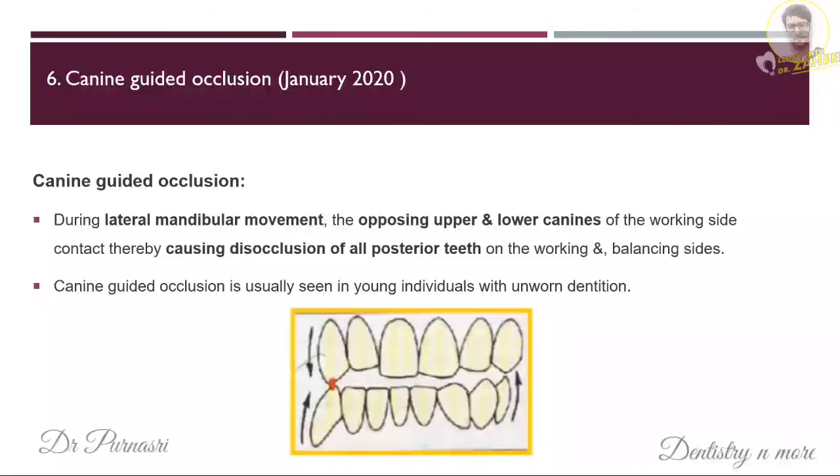So in canine guided occlusion, what it means is during lateral movement, that is side to side movement, the opposing upper and lower canines come in contact on the working side, that is the side to which the jaw is moved. This causes disocclusion of the posterior teeth on both the working and balancing sides. The posteriors are disoccluded and the contact is only near the canines. This is called canine guided occlusion, and this is seen usually in young individuals where the dentition is unworn.